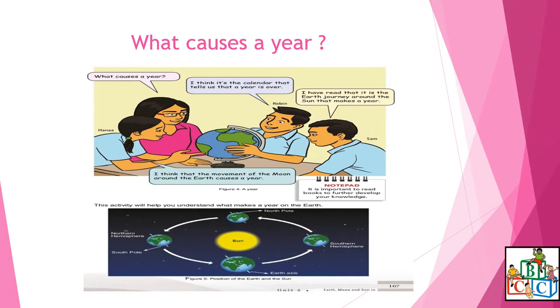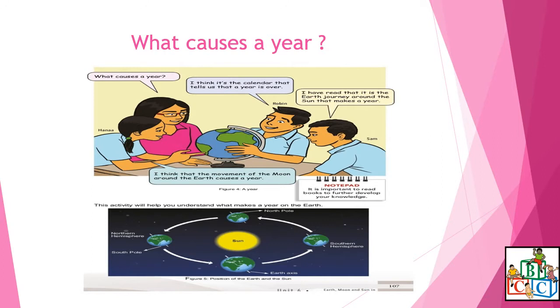And you were asked to do an experiment at home using a torch and a globe. For today, let us concentrate on what causes a year. Figure 4 shows the conversation between a teacher and 3 students. So we'll read together. The teacher asks, "What causes a year?"